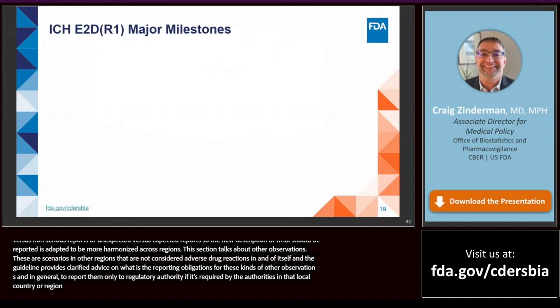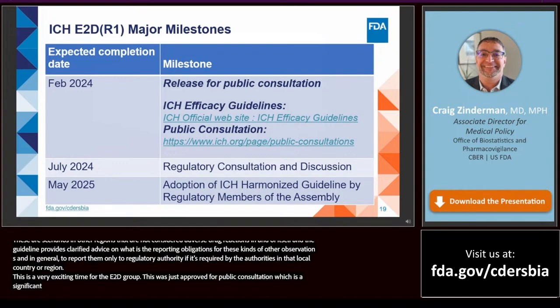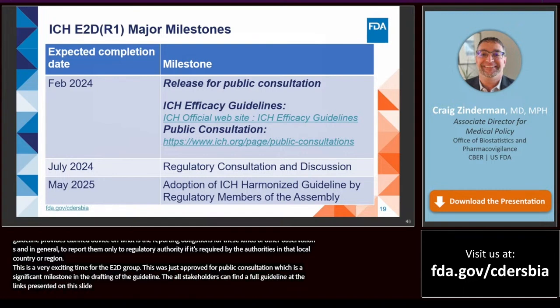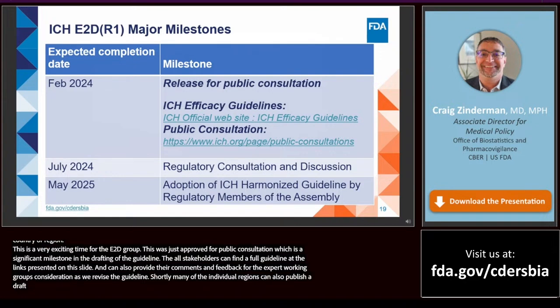This is actually an exciting time for the E2D group. This draft was just approved by ICH and by the regulatory stakeholders to be published for public consultation, which is a significant milestone in the drafting of a guideline. All stakeholders can find the full guideline at the links presented on this slide, and can also provide their comments and feedback for the expert working group's consideration as we revise the guideline. Shortly, many of the individual regions will also publish the draft for comments in their respective regions and for comments from their respective public stakeholders.